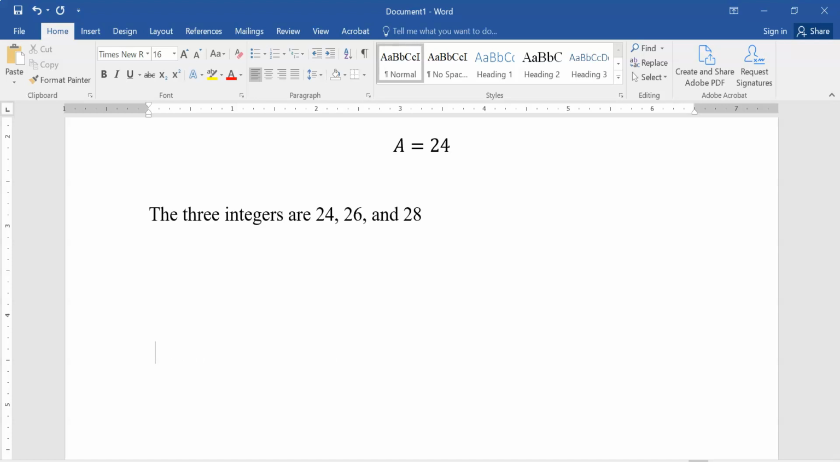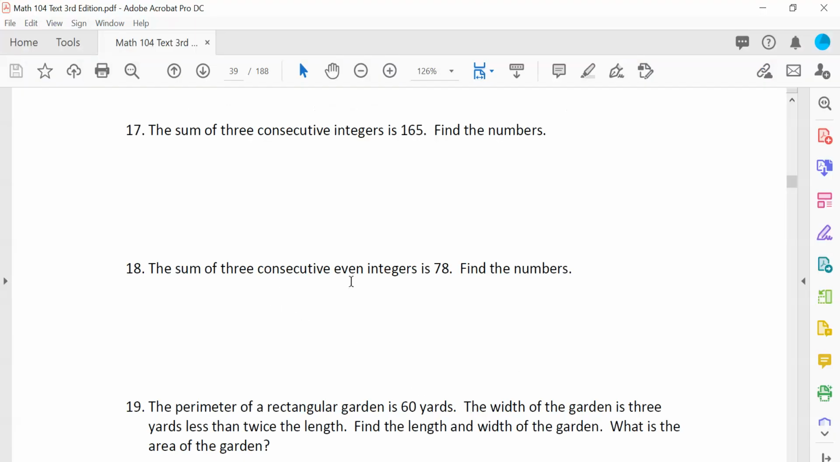So I say that because there's one problem, either in the cooperative group problems or the at-home practice problems or the graded homework, that uses odd instead of even. But odds still jump by 2.